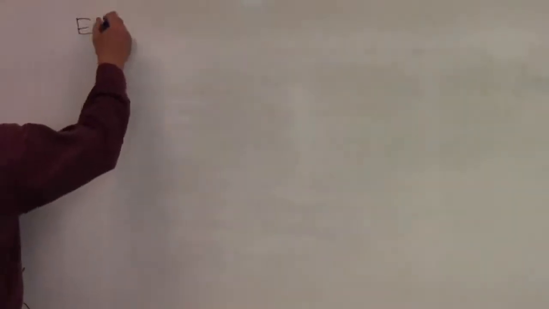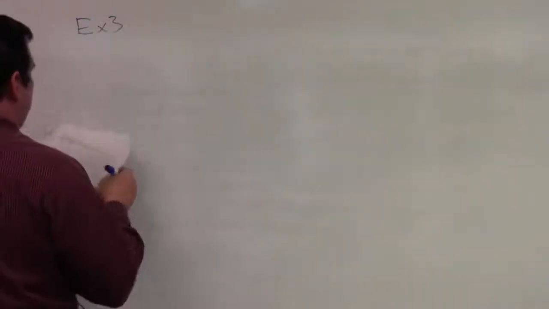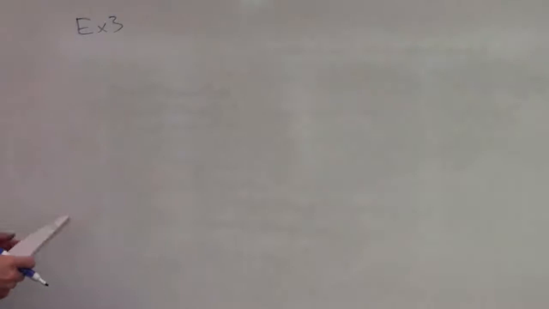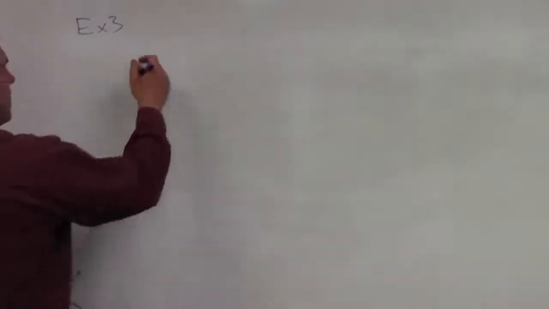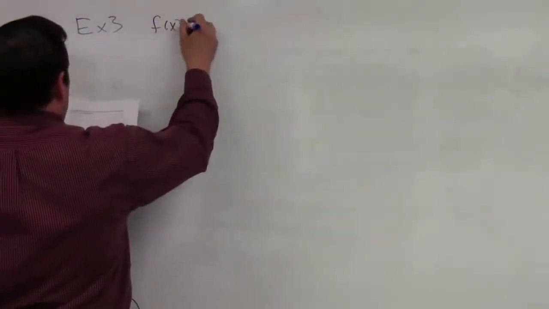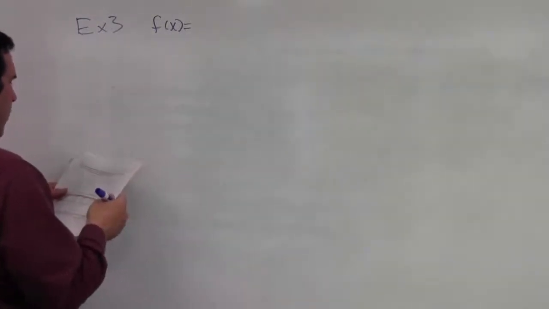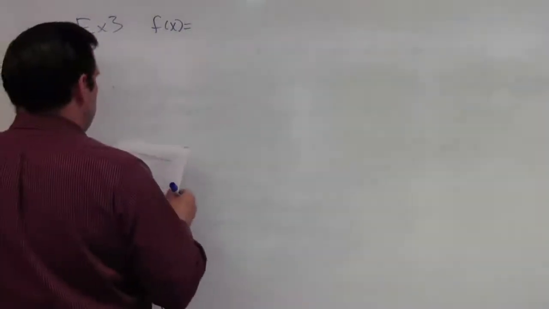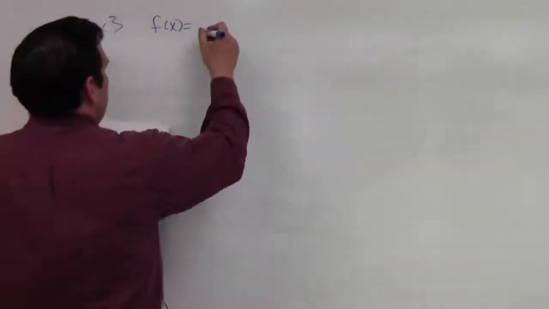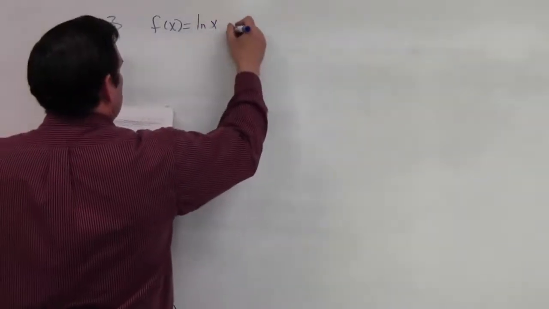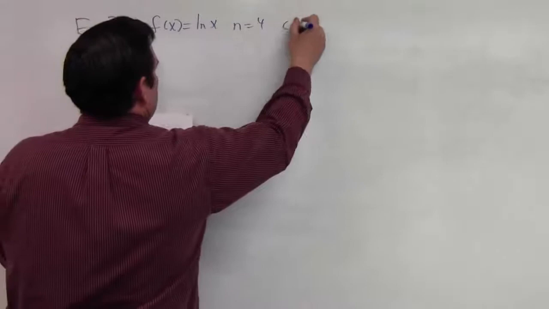And example 3 says, approximate the function at the given value of x using the polynomial. No, wrong one. Find the nth Taylor polynomial centered at c. So f of x equals natural log of x, n equals 4, and c equals 1.